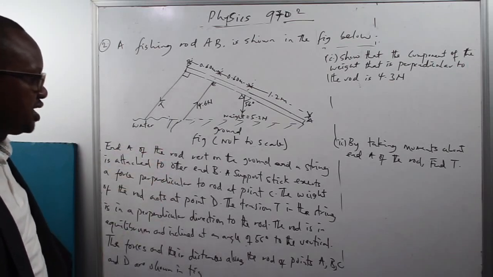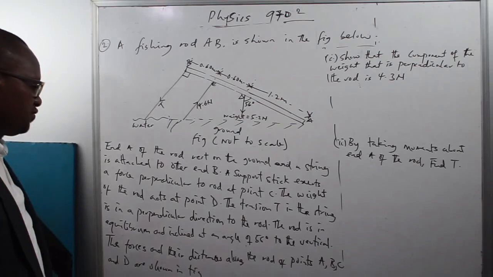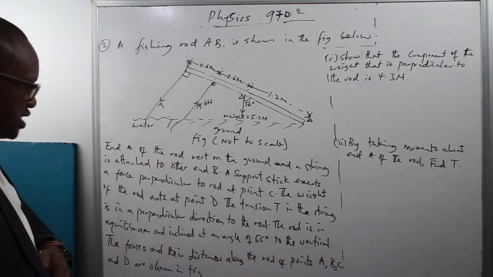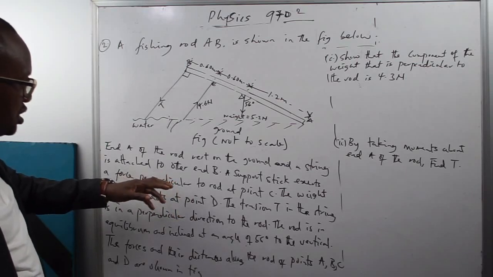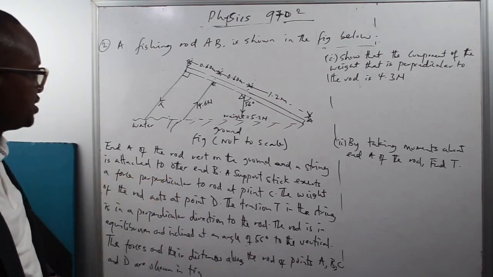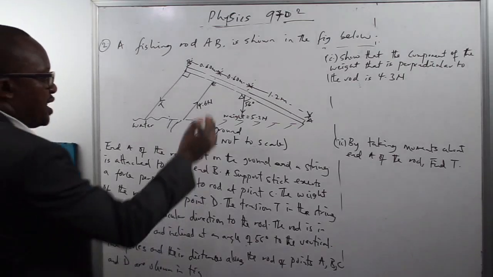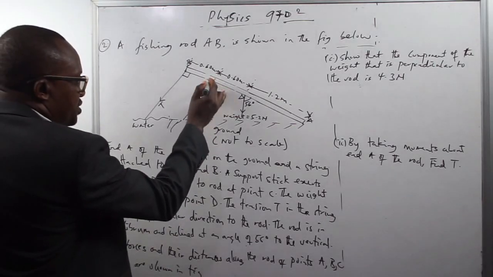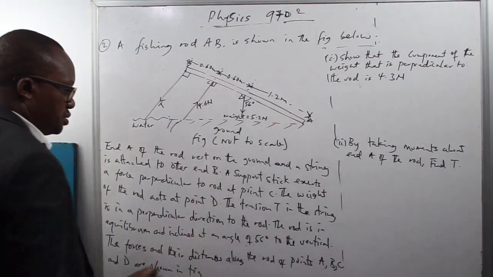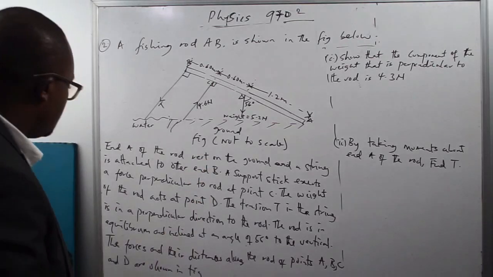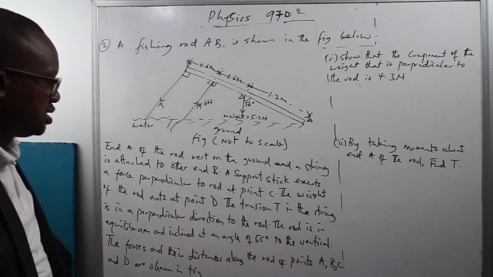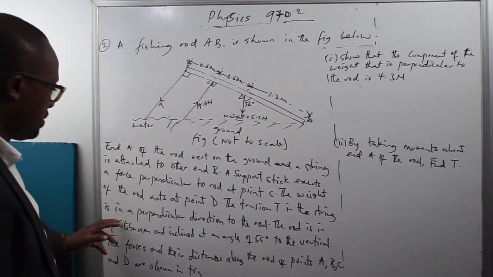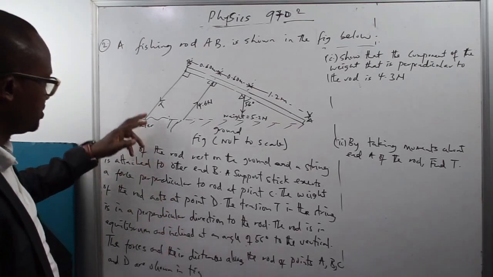A support stick exerts a force perpendicular to the rod at point C. A support stick at point C. So this is perpendicular to the rod. Very important. At point C. The weight of the rod acts at point D. So that's point D. The tension T in the string is in the perpendicular direction to the rod.